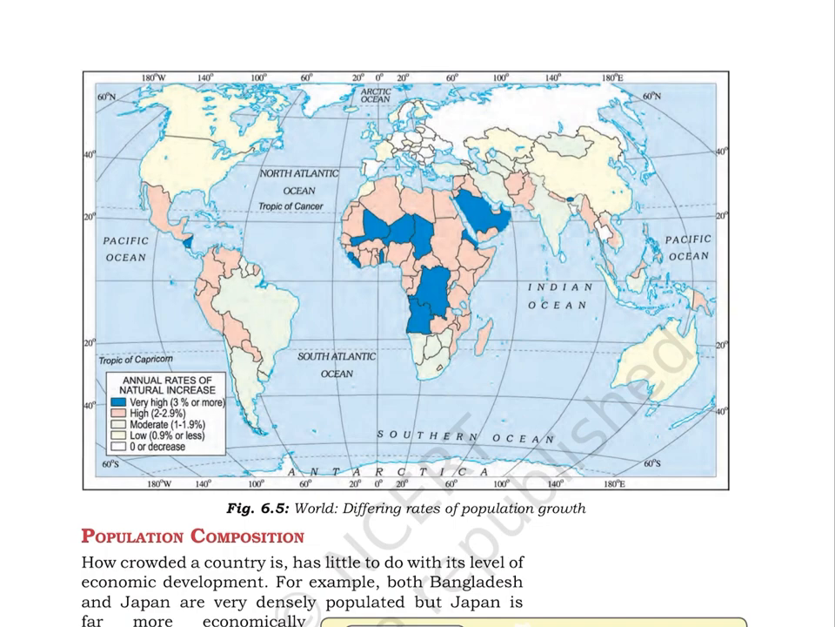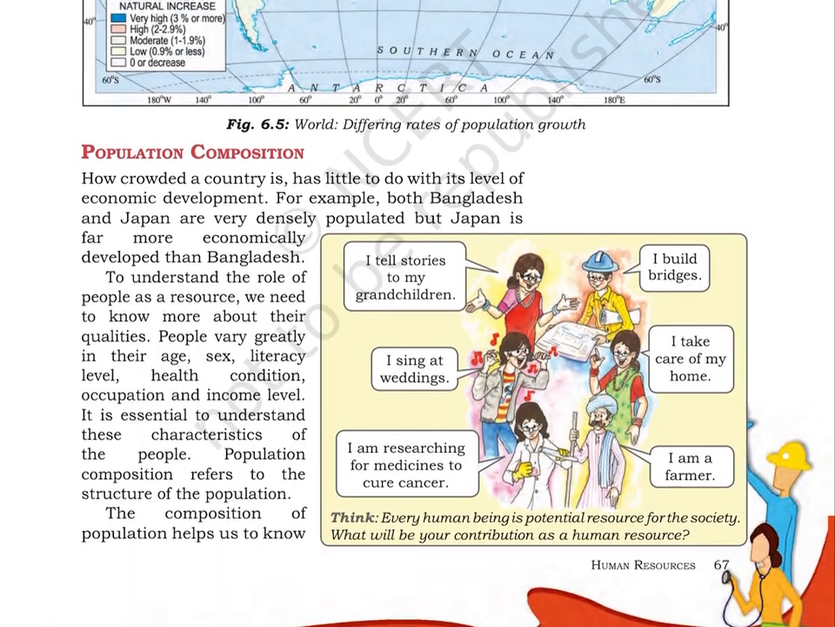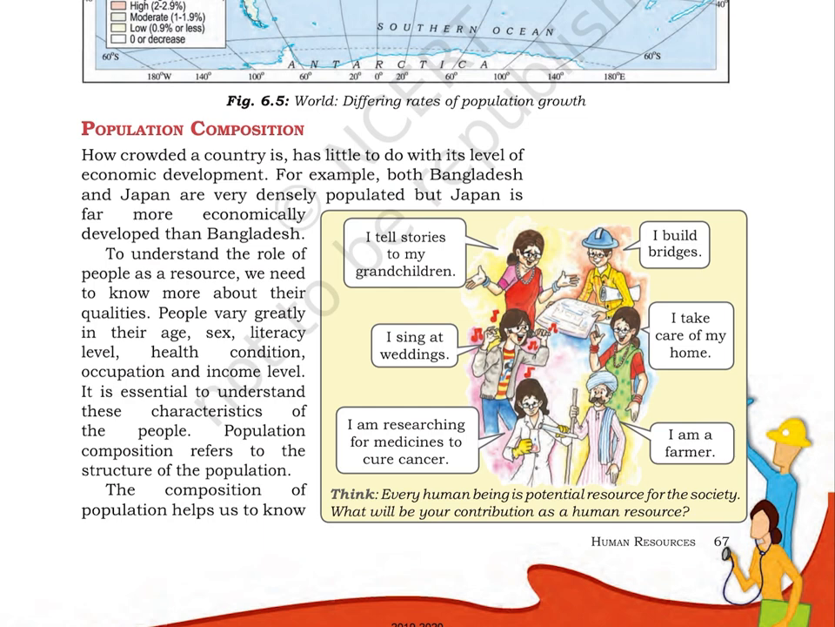Population composition. How crowded a country is has little to do with its level of economic development. For example, both Bangladesh and Japan are very densely populated, but Japan is far more economically developed than Bangladesh. To understand the role of people as a resource, we need to know more about their qualities. People vary greatly in their age, sex, literacy level, health condition, occupation, and income level.